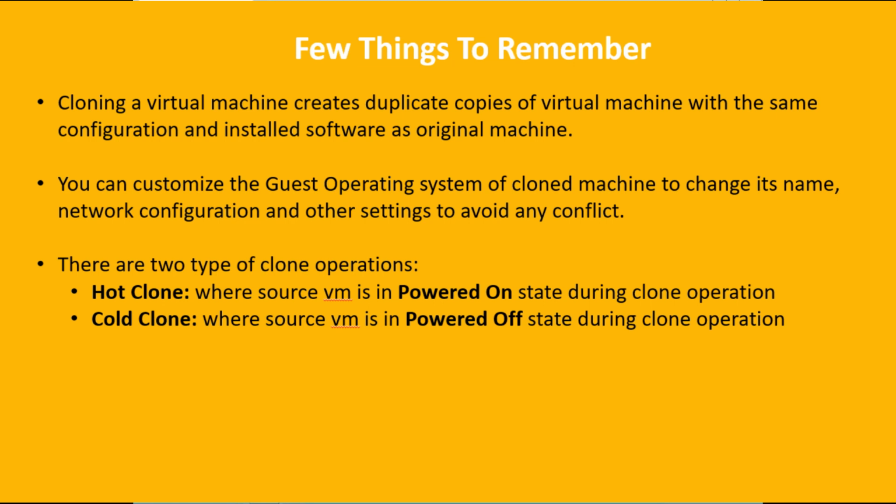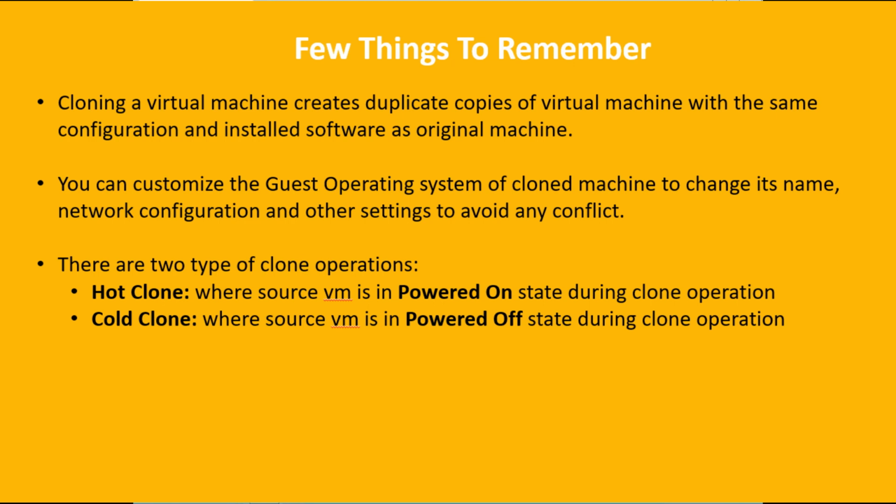Now, there are two types of clone operations. First is hot clone. Hot clone means the source VM, which is being cloned, is in powered on state during the clone operation. Second is cold clone. Cold clone means the source VM, which is being cloned, is in powered off state during the clone operation.